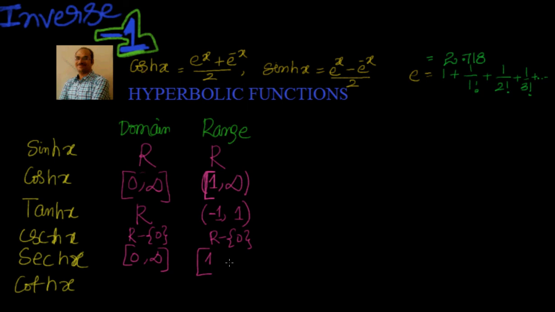Now the only one left is coth x. We have seen coth x is perfectly fine other than 0. So R minus 0.